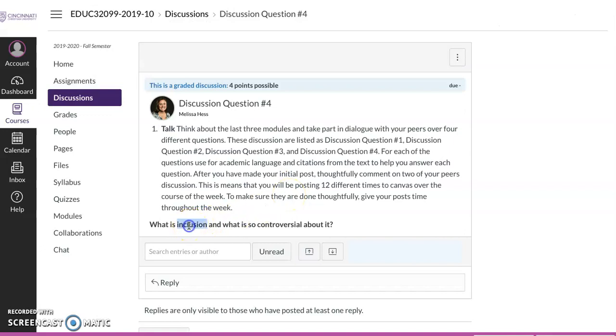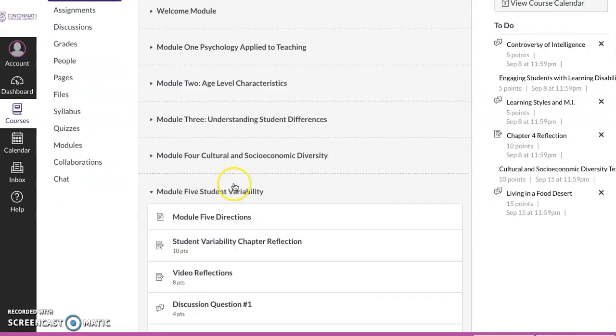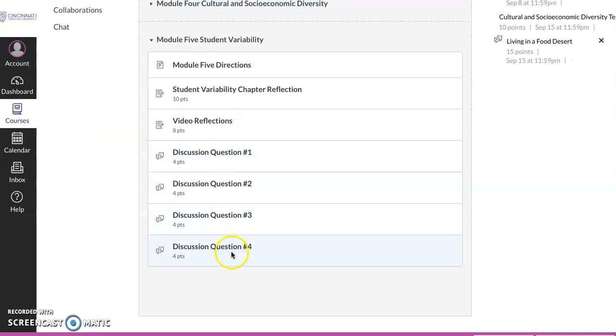And the last one: what is inclusion, and why is it so controversial? So what is inclusion? Tell me what you think it is, and then why is it so controversial? Why do people get upset about it? Those are your 4 discussion questions.